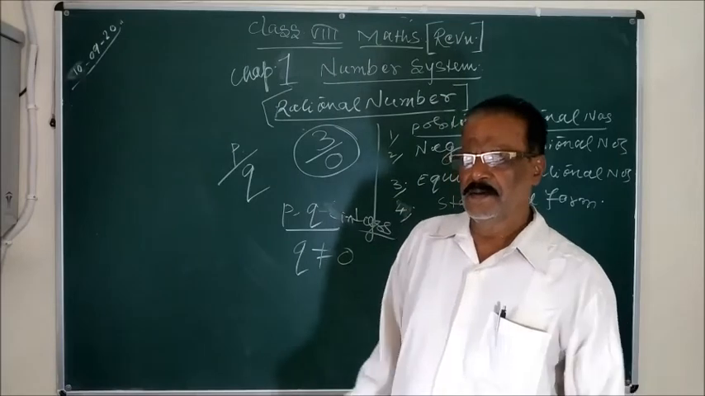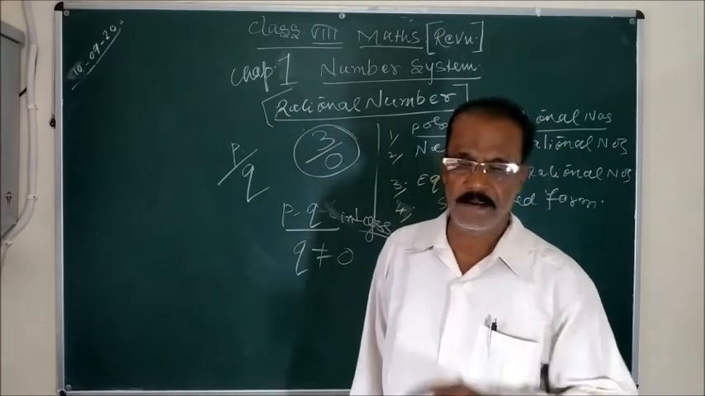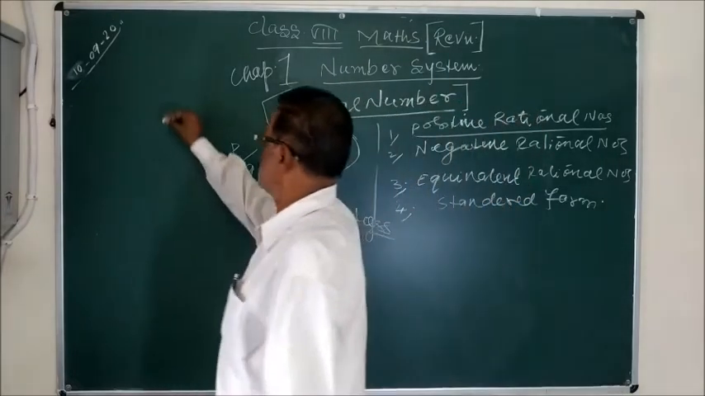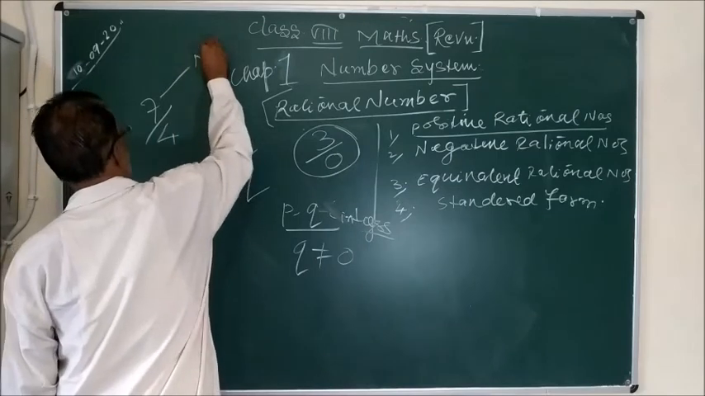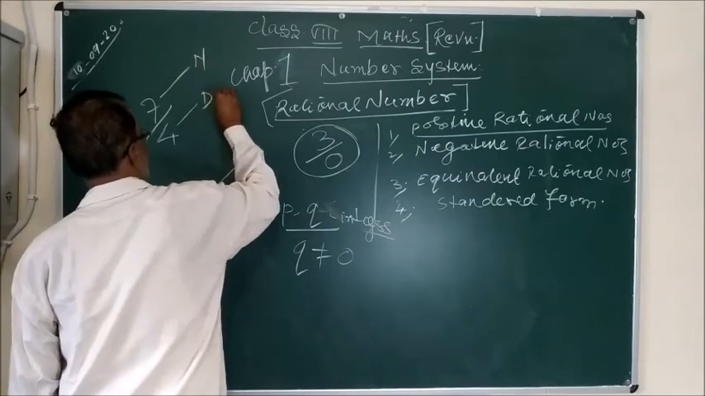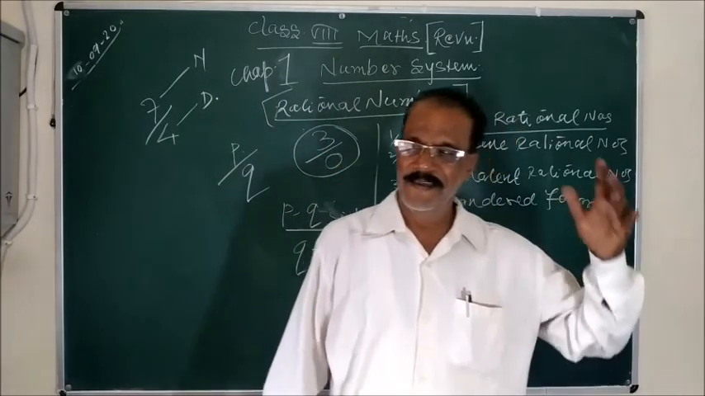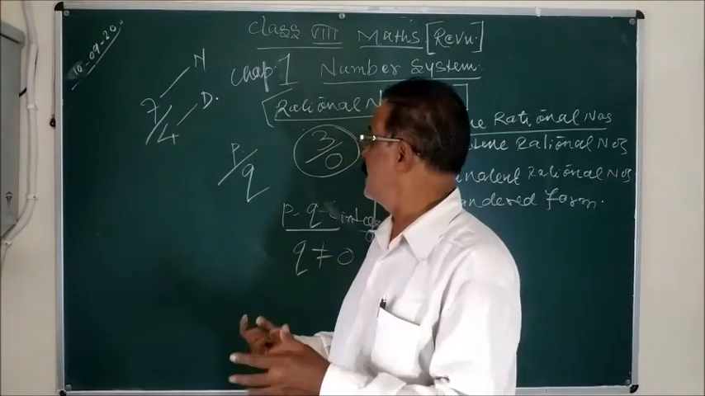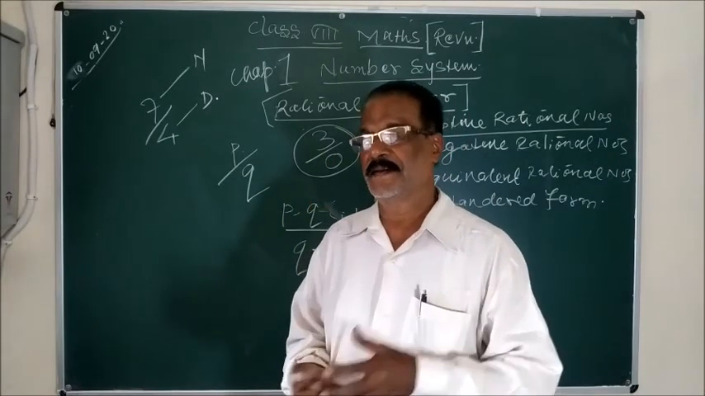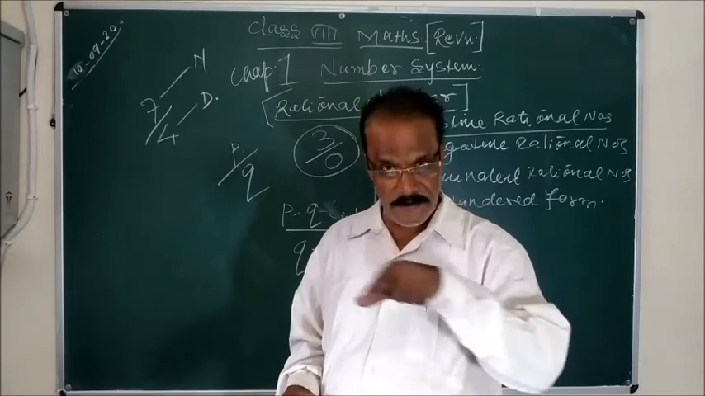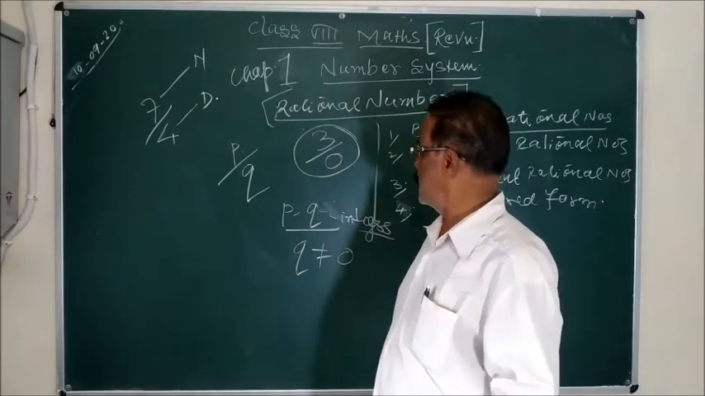Numerator, the number above the horizontal line, जो fraction हम लिखते हैं, 7 by 4, suppose this 7 is called numerator and 4 is called denominator. But now how will you define this denominator? Denominator, the number below the horizontal line, is called denominator. Numerator, the number above the line.